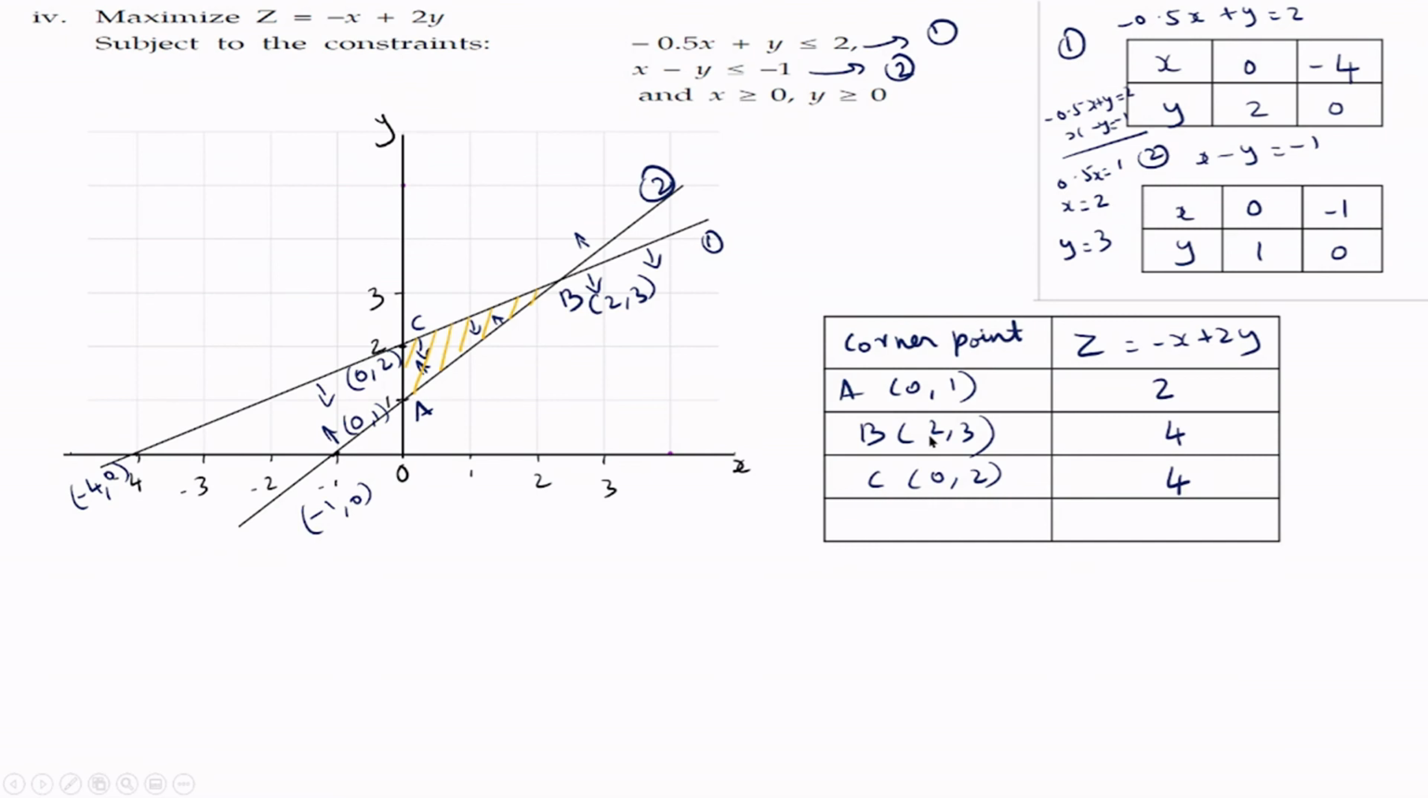So here we can see that the two corner points B and C have the same value for Z, which is 4. So both these are maximum values.